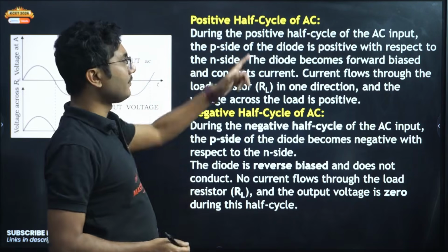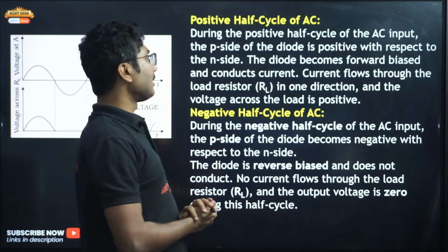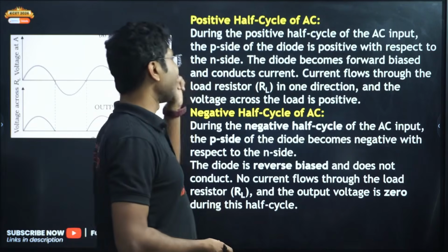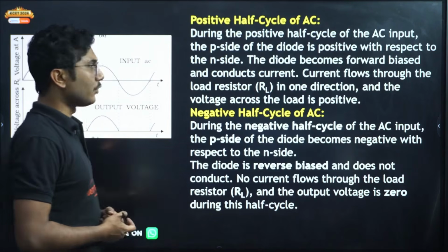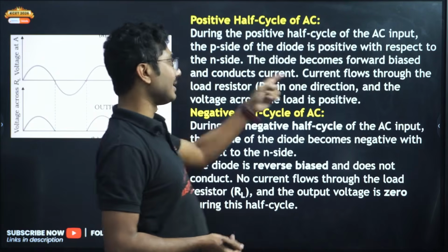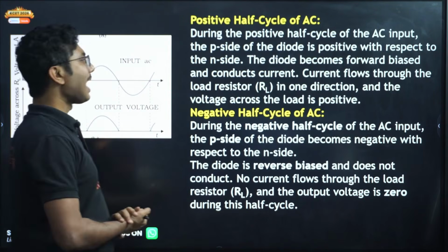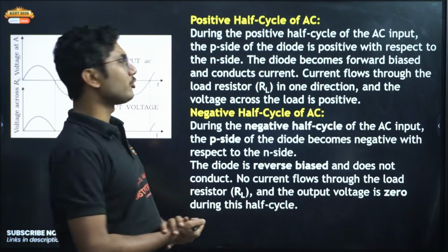During the positive half cycle of the AC input, the P side of the diode is positive with respect to the N side. The diode becomes forward biased and conducts the current. Current flows through the load resistor RL in one direction and voltage across the load is positive.